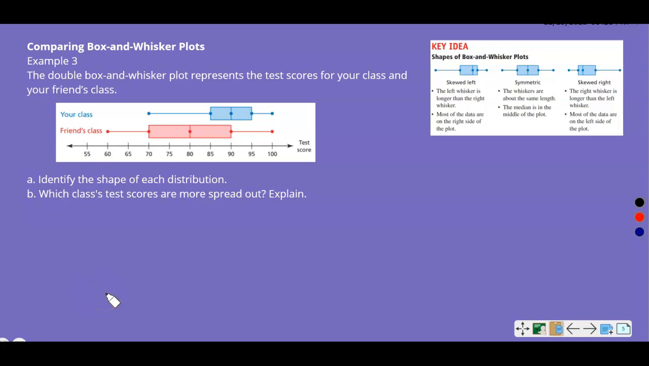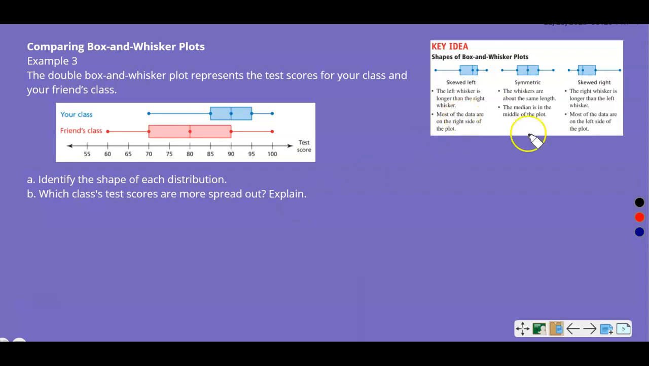All right, we're still looking at box and whisker plots. This is the second video for this lesson, and we're on example 3. So this says comparing box and whisker plots. The double box and whisker plot represents the test scores for your class and your friend's class. So here's the box and whisker plot for each. It says identify the shape of each distribution and which class test scores are more spread out, and explain why.